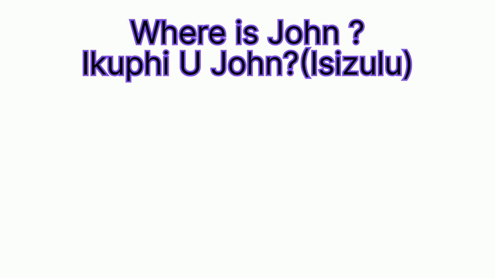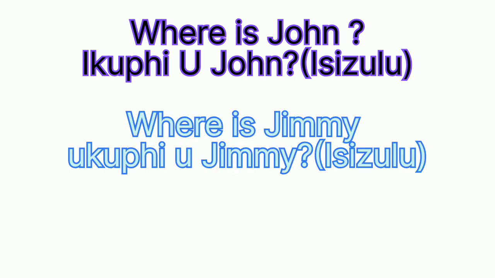But when you wanna ask about a certain person, for example, where is John? You don't say ikuphi uJohn, because it's a person. You're gonna use this one, u. You're gonna say ukuphi uJohn. Let me make another example. Where is Jimmy? You're going to say ukuphi uJimmy. Ukuphi uJimmy. You are using u.